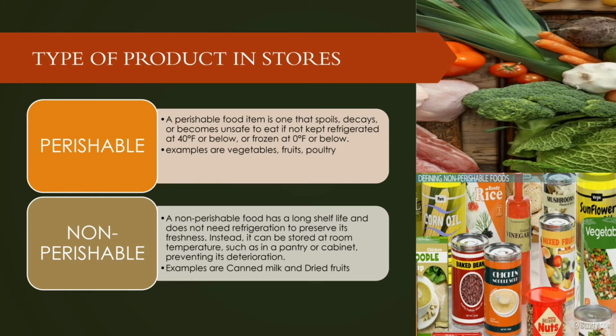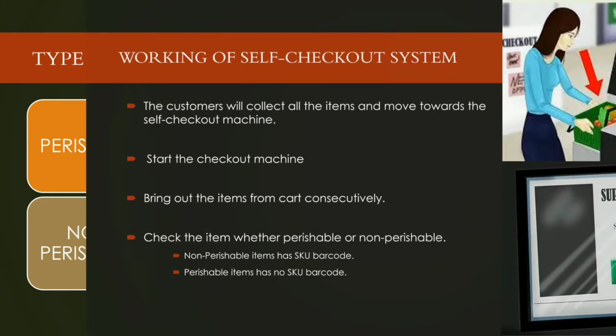Before moving towards the solution, let us see some of the terminology. There are two types of products in the store. First, the perishable ones. A perishable food is one that gets spoiled and decays easily, becomes unsafe to eat, and needs at least 40 degrees Fahrenheit to be preserved. Examples are vegetables and fruit. The second, the non-perishable ones. A non-perishable food has a long shelf life and does not need any refrigeration to preserve it. For example, canned milk and dry food.